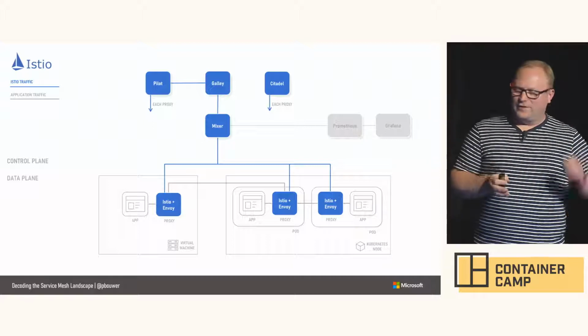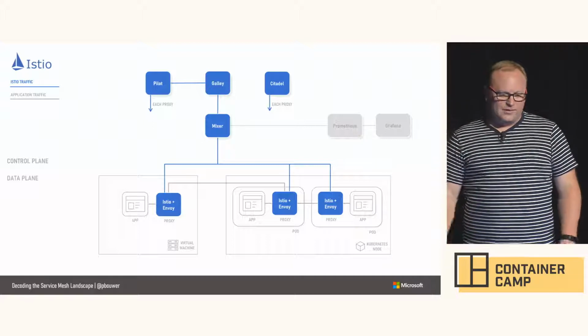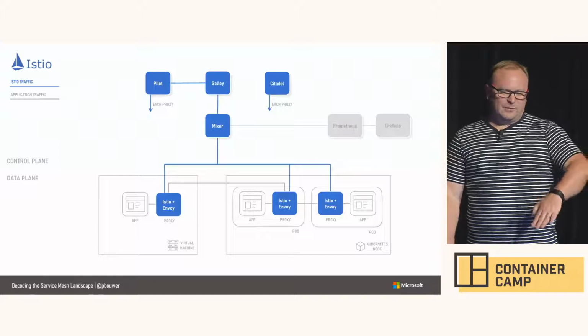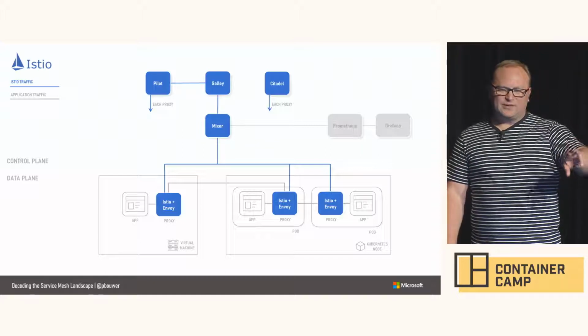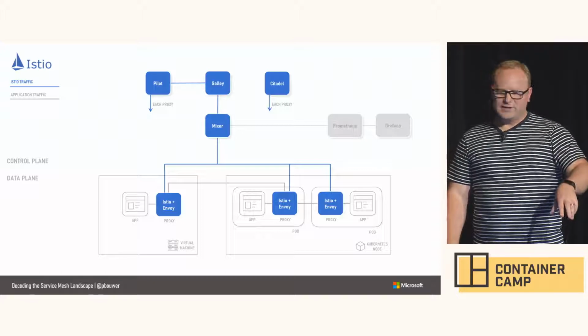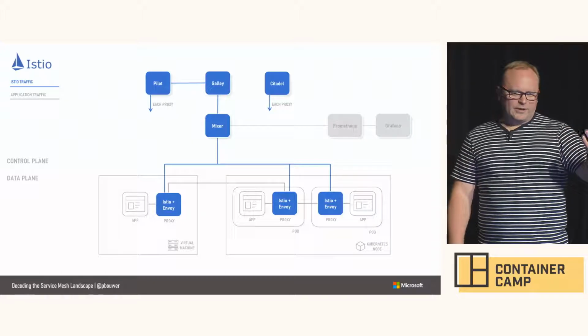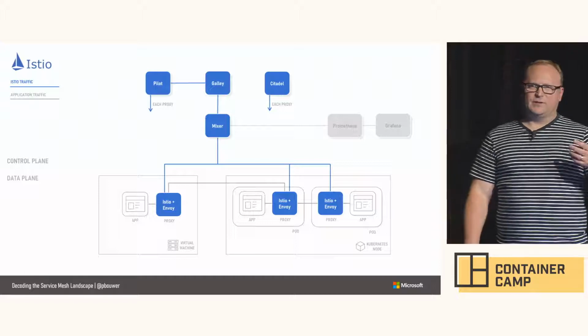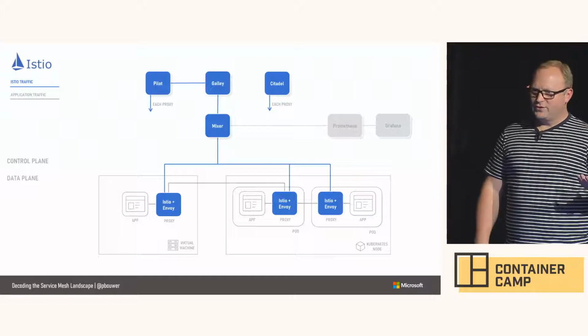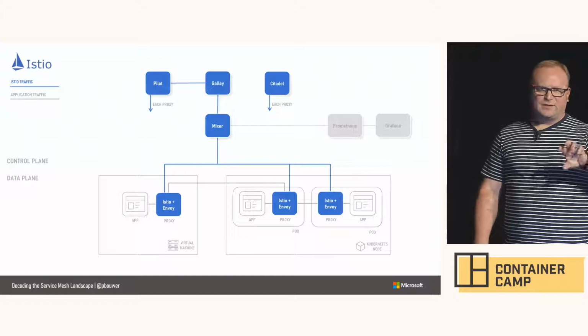This is a diagram of some of the components for Istio. At the bottom we've got the data plane, at the top we've got the control plane. Pilot essentially sends all the configuration to each of the proxies. Galley is the configuration manager. Citadel is where all the certificates are managed. And then Mixer is the central hub.